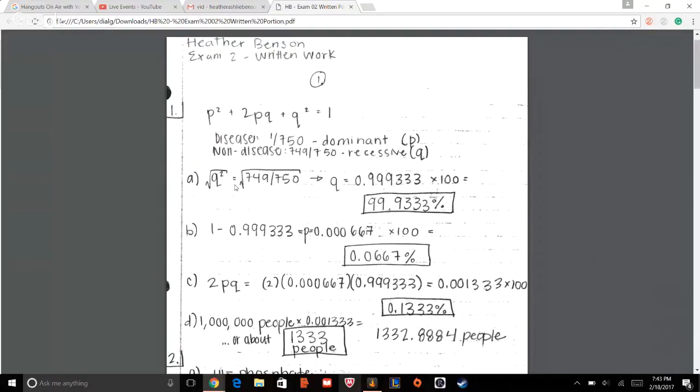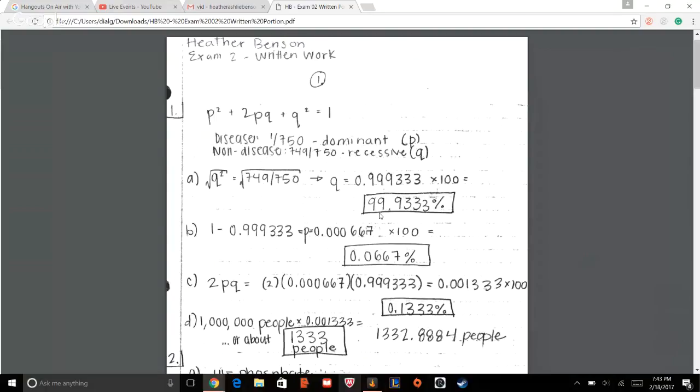So for part A, what we do is we do q squared equals 749 divided by 750, and we square root both sides so that we can get the q value. The q value is this number here multiplied by 100 equals 99.9333%. And that is the frequency of the non-disease allele in the population.